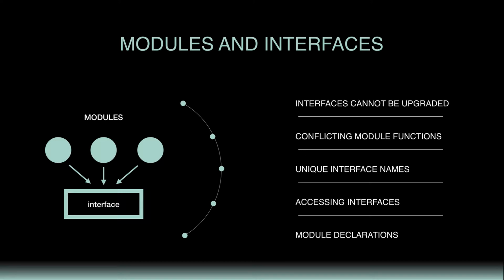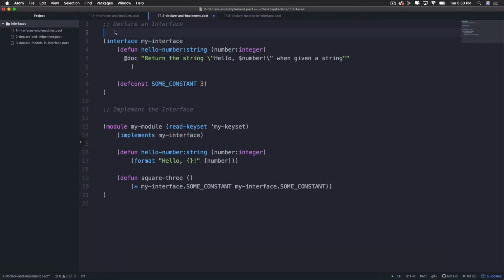Using the basic ideas described so far, you can create complex interactions by defining interfaces and modules along with the implements and use statements. To start, take a look at the example here. It declares an interface named myInterface, including a function named helloNumber. After this interface, you can define a module that implements myInterface and makes use of the helloNumber function. Notice that within the module, a function named square3 is defined. This function makes use of a constant defined within the interface named SumConstant, having imported it with the implement statement.